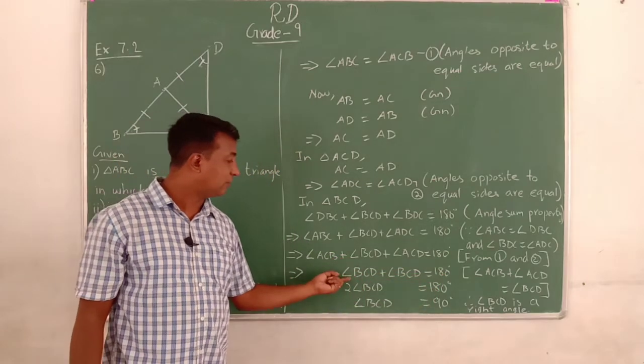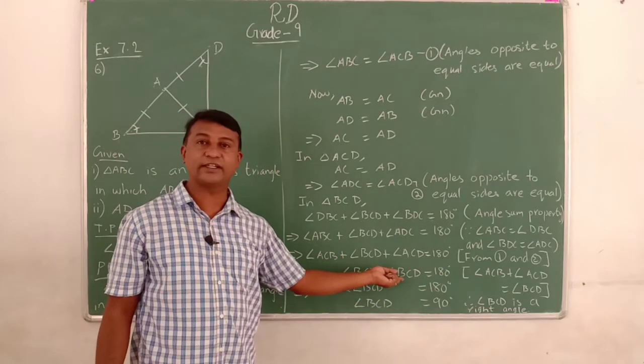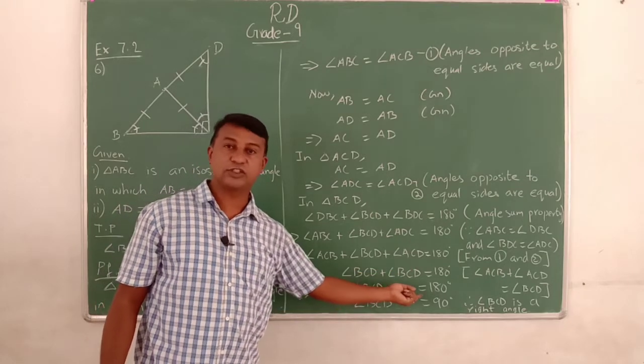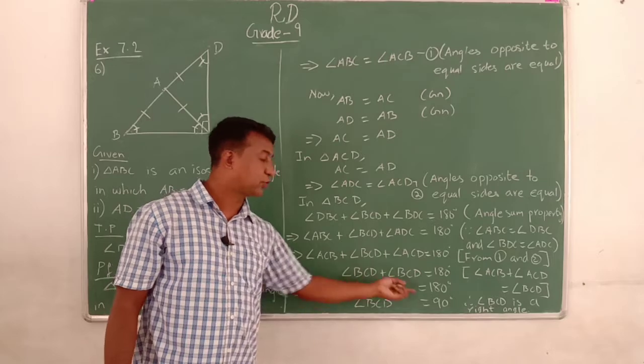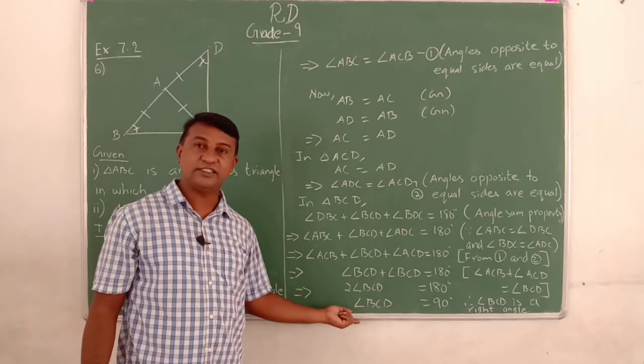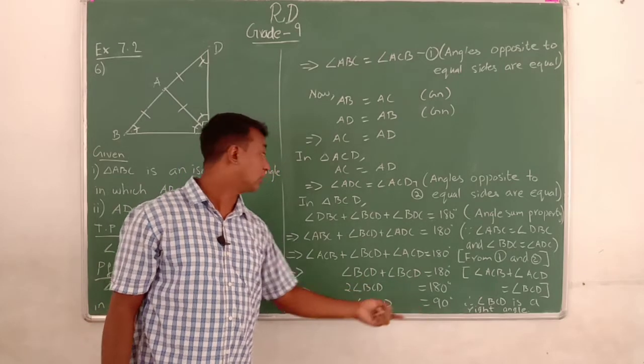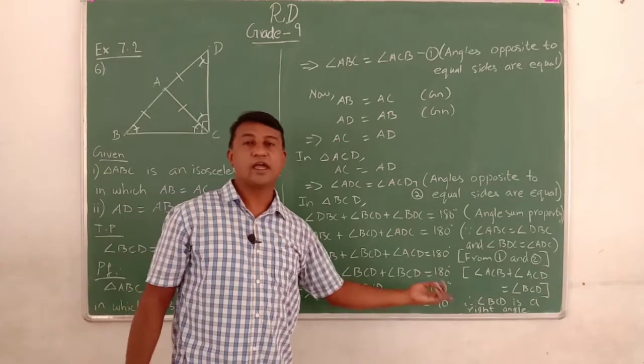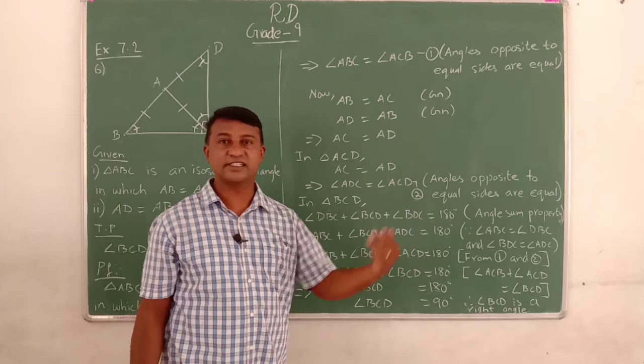Now check angle BCD plus angle BCD. These two are like terms, right? Sum of these two: 2 times angle BCD is equal to 180 degrees. When I transpose 2 to the RHS, angle BCD is equal to 90 degrees. So therefore BCD is a right angle triangle. Hence we have proved.